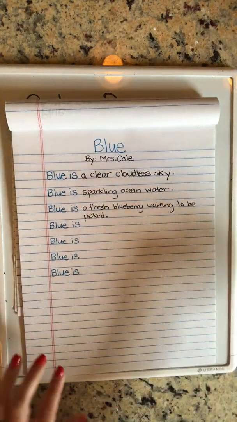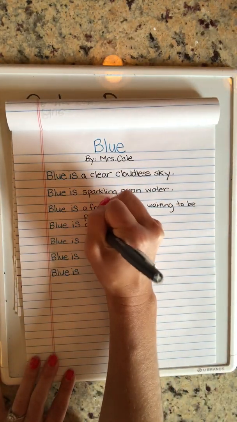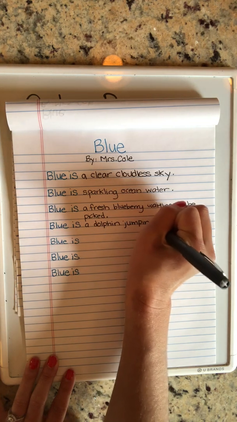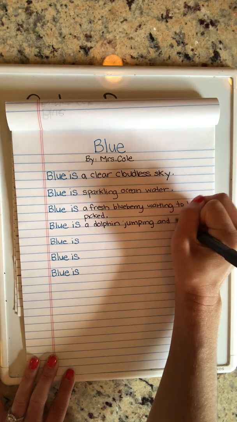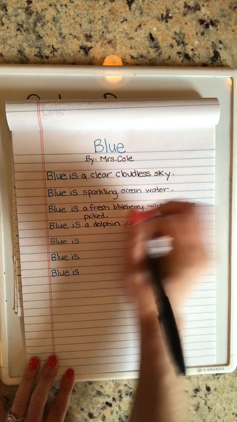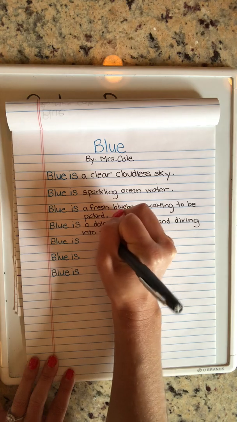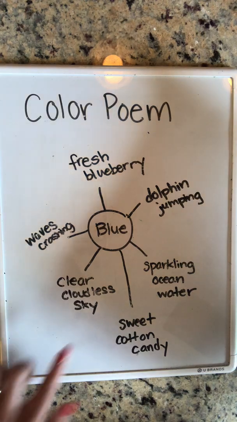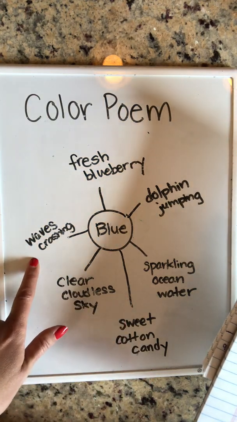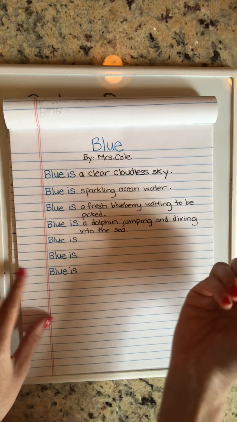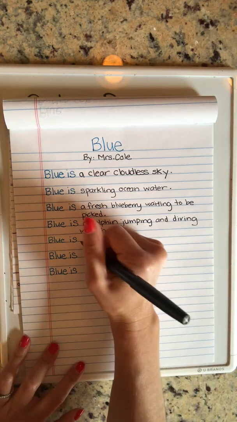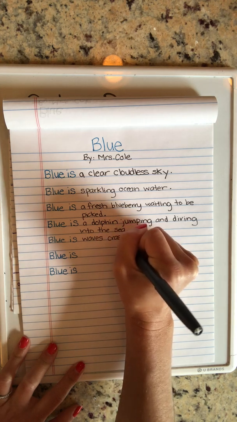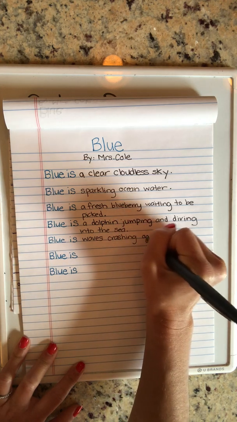Dolphin jumping. Blue is a dolphin jumping. And I'm going to add and diving into the sea. All right, let's see what other ideas I have here. Waves crashing. Now I'm going to ask myself, where do waves crash? They crash against the shore. So blue is waves crashing against the shore.